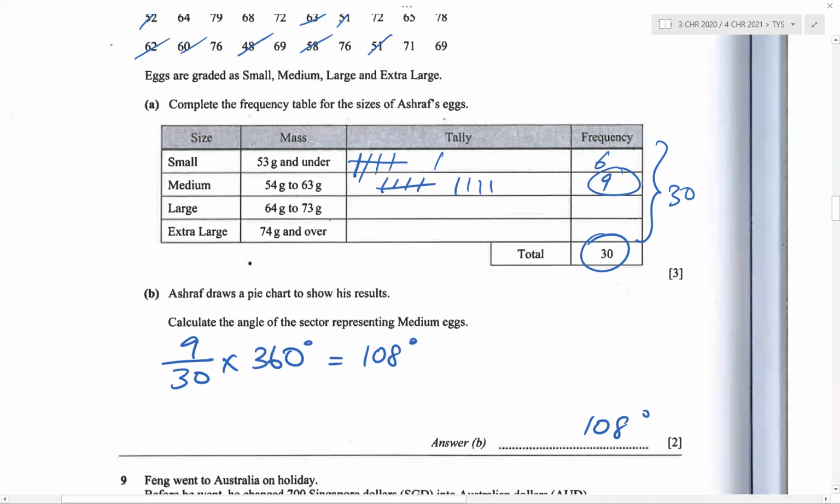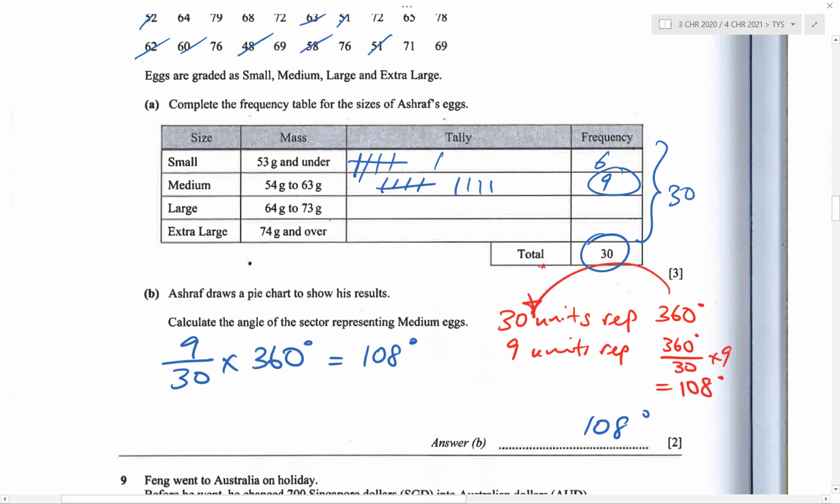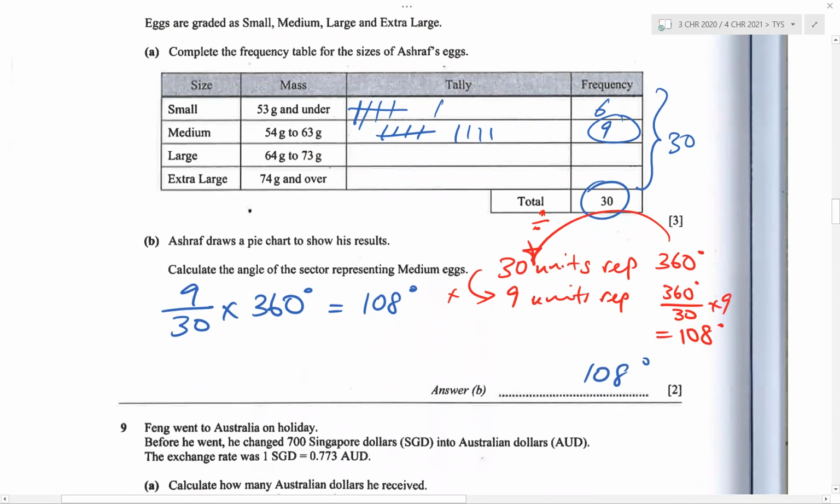Alternative is 30 units represents 360 degrees, because that's everything. Then we only need 9 units. We represent 360 over 30 times 9. And you still get the same 108 degrees. Again, your divide and multiply. So very powerful, this division and multiplication.